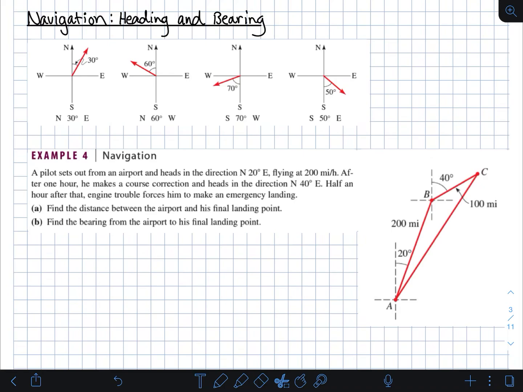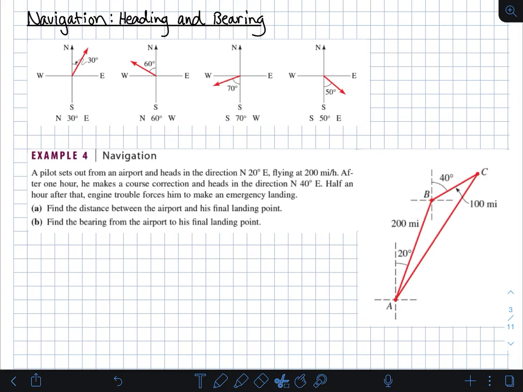So let's look at example number 4. A pilot sets out from an airport and heads in the direction north 20 degrees east, flying at 200 miles per hour. After 1 hour, he makes a course correction and heads in the direction north 40 degrees east. Half an hour after that, engine troubles force him to make an emergency landing. A. Find the distance between the airport and his final landing point. B. Find the bearing from the airport to his final landing point.